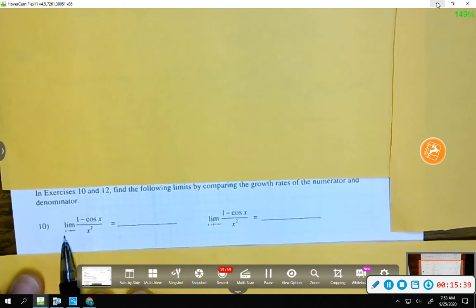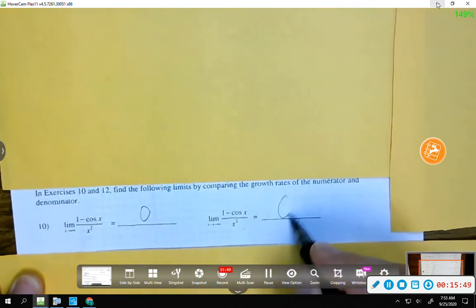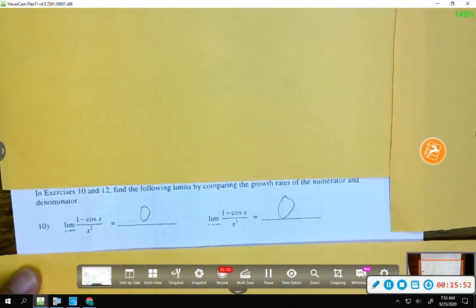Any number that we plug in for cosine is going to produce a number between -1 and +1. 1 minus a number between -1 and +1 is some relatively small number. The numerator is always going to be small, but yet the bottom is going to grow extremely fast because we're squaring it. If the bottom grows faster than the top, the limiting value is 0. Same here. If the denominator grows faster than the numerator, the limiting value is 0.